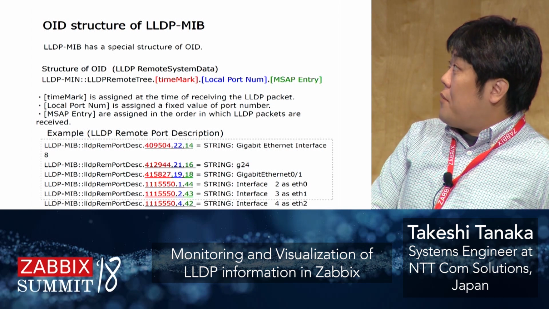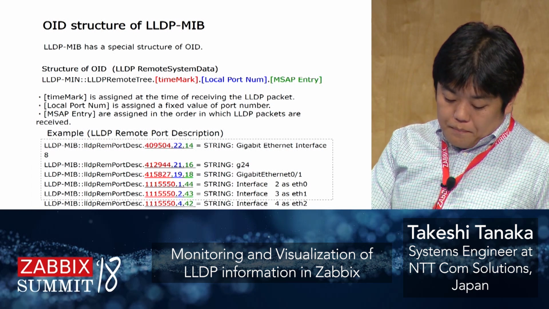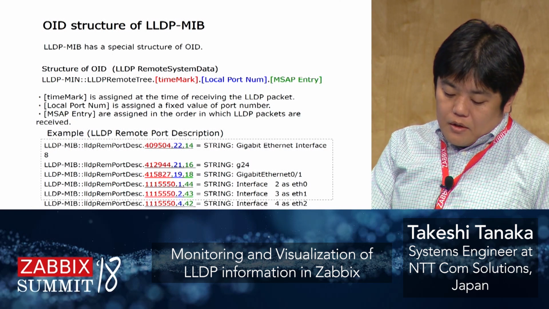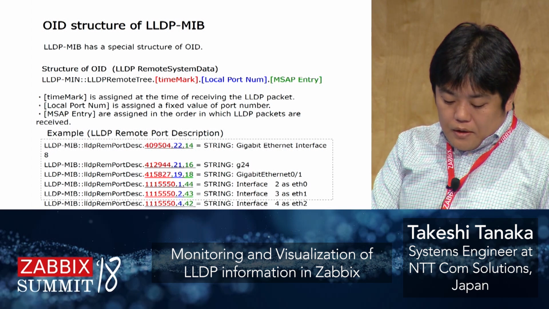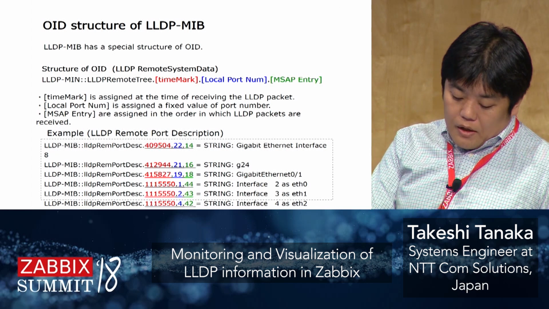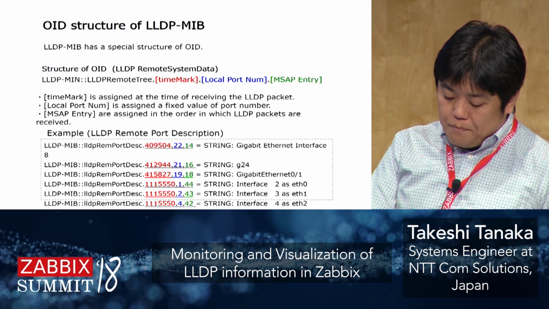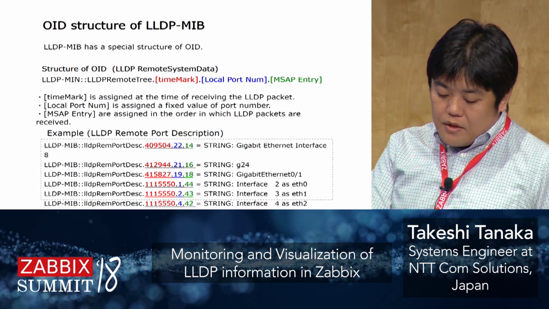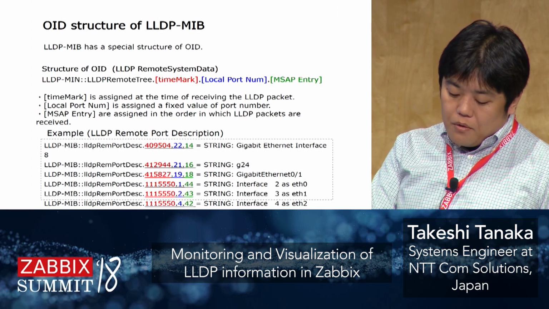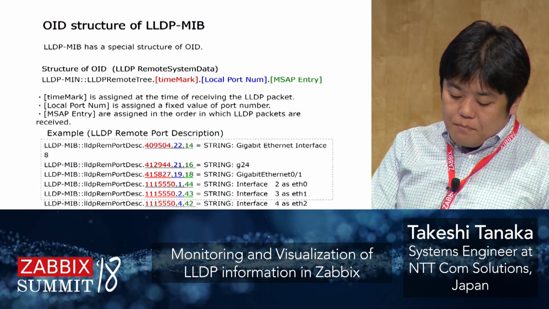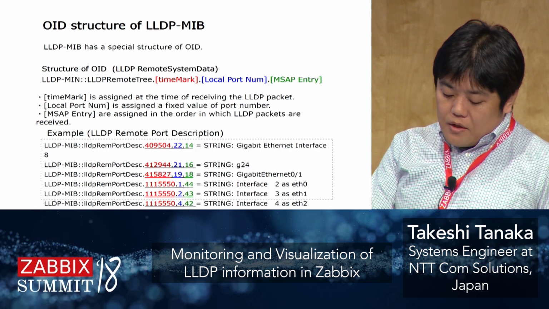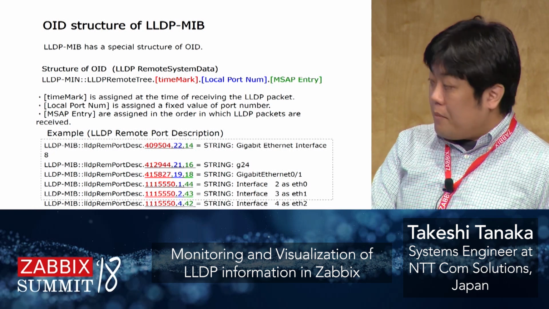OID structure of the LLDP MIB. The LLDP MIB has a special structure OID. The OID of the LLDP MIB consists of time mark, local port number, and MSAP entry. Time mark is assigned the receive time of the LLDP packet. Local port number is assigned a fixed value of the port number. MSAP entry is assigned the receive number of the LLDP packet.